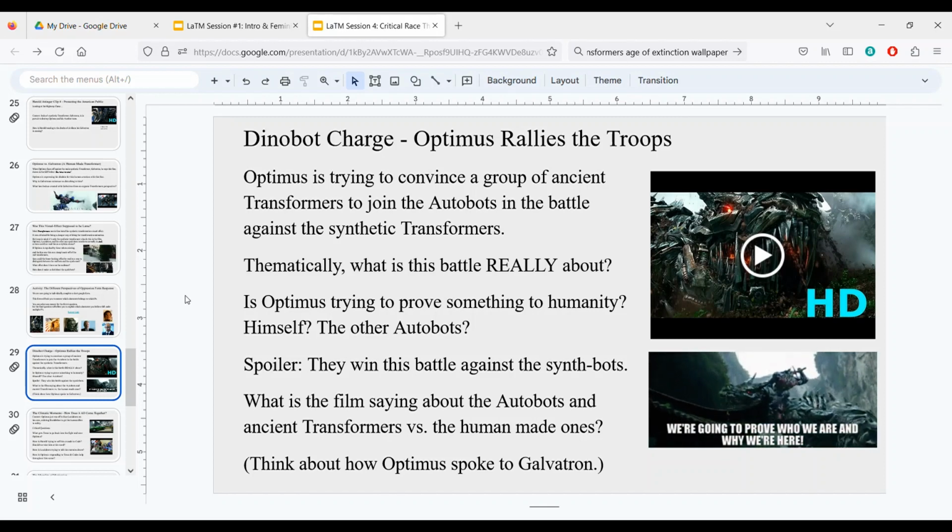against the synthetic Transformers. Thematically, what is this battle really about? Is Optimus trying to prove something to humanity himself? The Autobots? Spoiler, they win this battle against the Simsbots. What is this film saying about the Autobots and ancient Transformers versus the human ones? Think about how Optimus speaks to Galvatron. Yeah, and the gifts scene I was referencing. What do you think, Tommy?